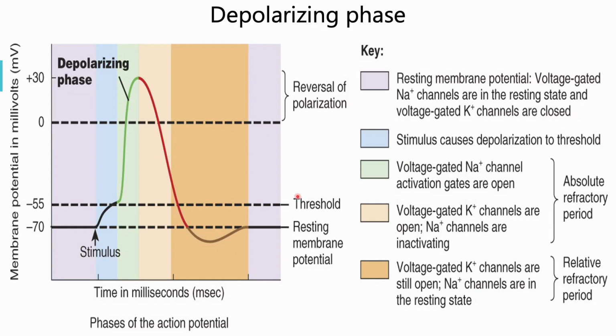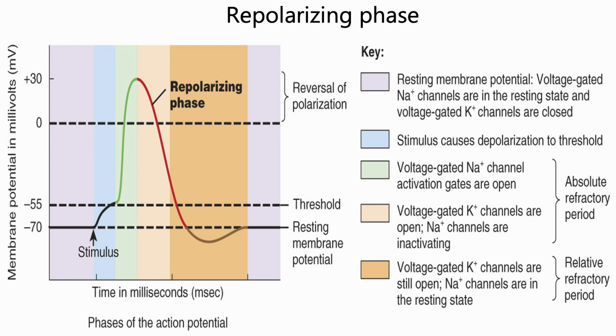So over here, again, it's showing you the depolarizing phase. The depolarizing phase is the rising phase of the action potential. This happens until the membrane potential goes up to its peak, which in this example is about positive 30 millivolts. So this is a depolarizing phase.